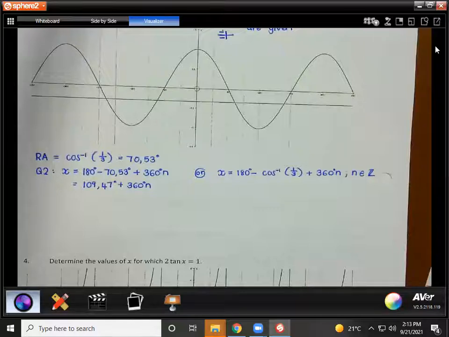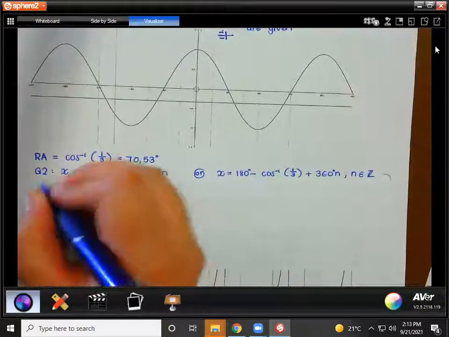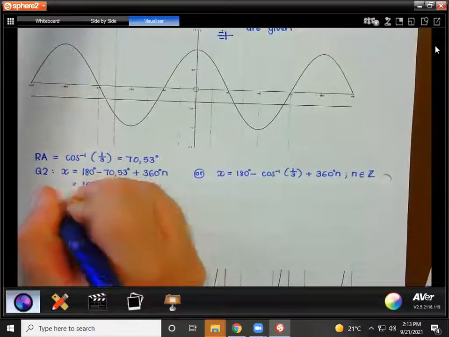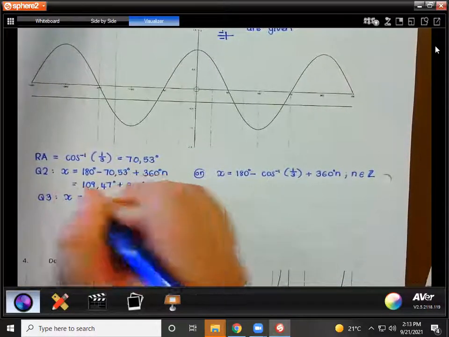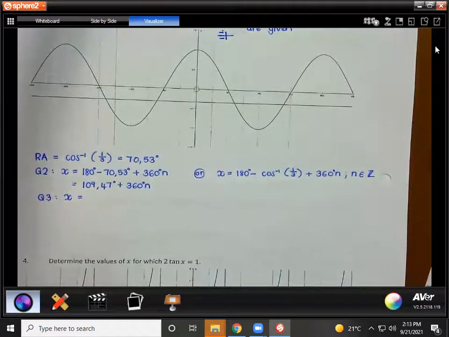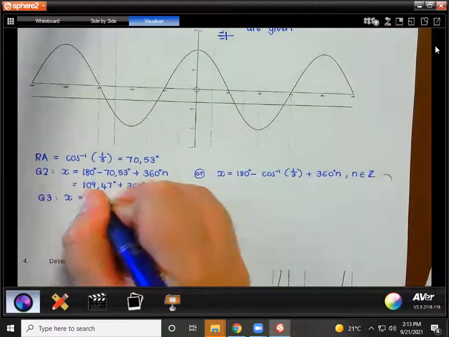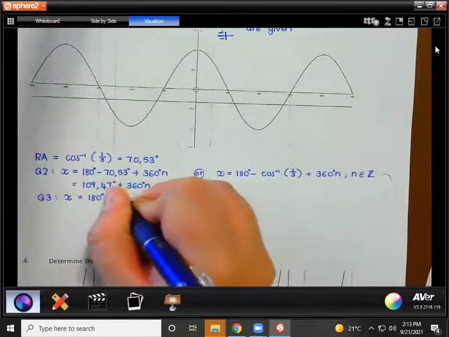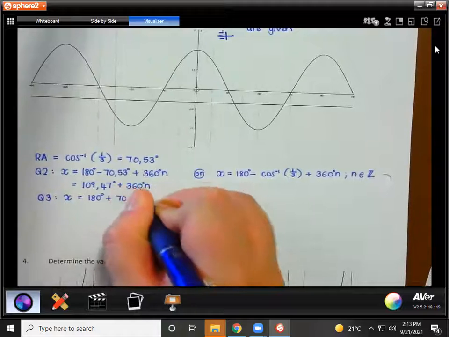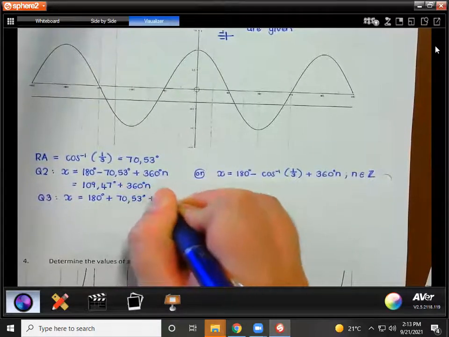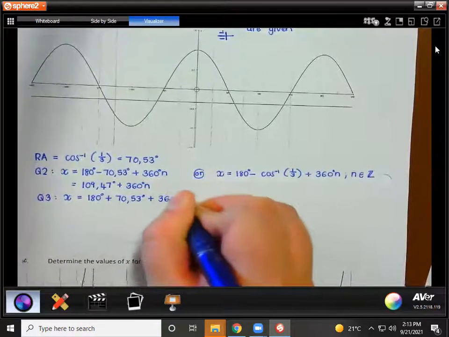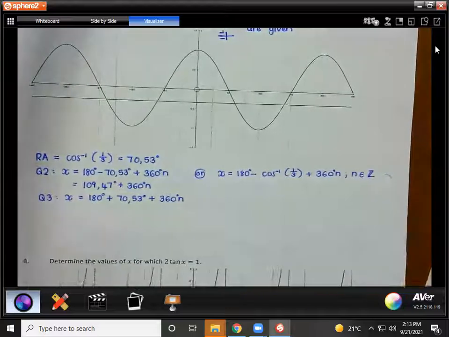Okay, that's our first general solution done, our quadrant 2 one. We still have to do one for quadrant 3. So we're going to say Q3, x is equal to, and how do we find an angle in the third quadrant? We're going to say 180 plus the reference angle. So I'm going to write 70.53, but you can write cos to the -1/3.